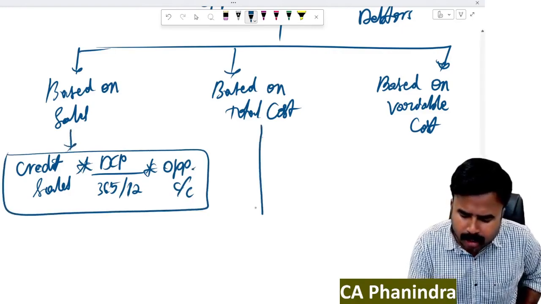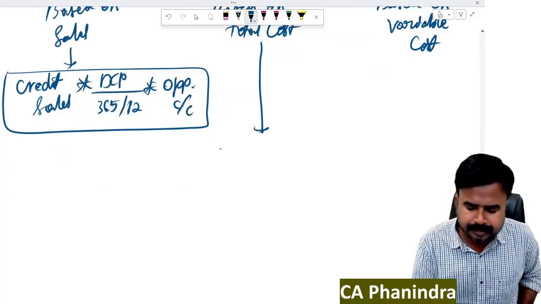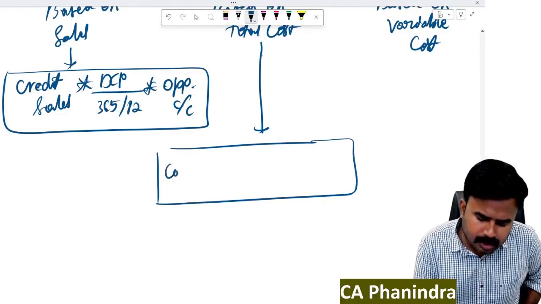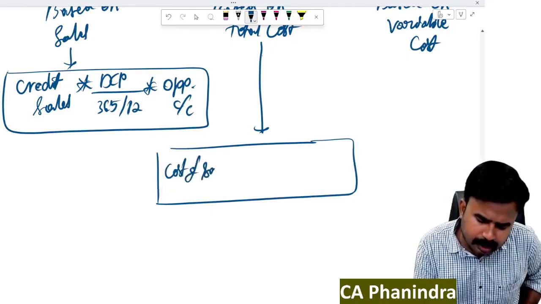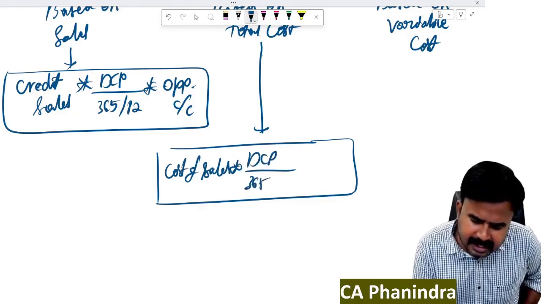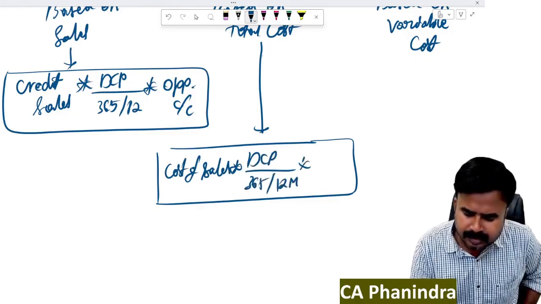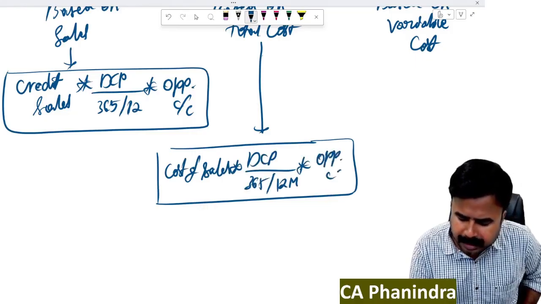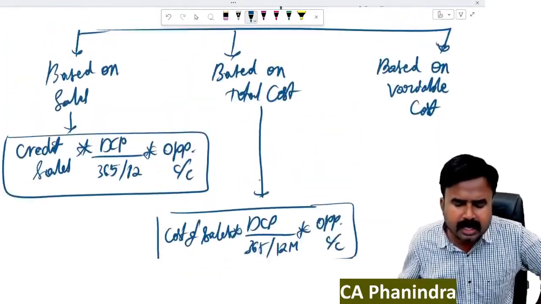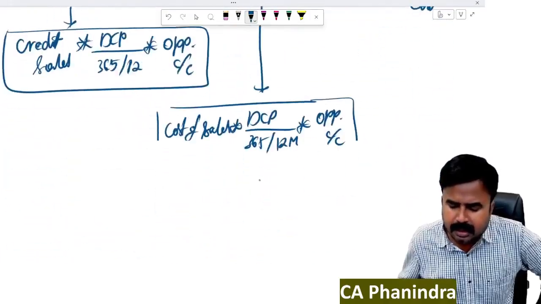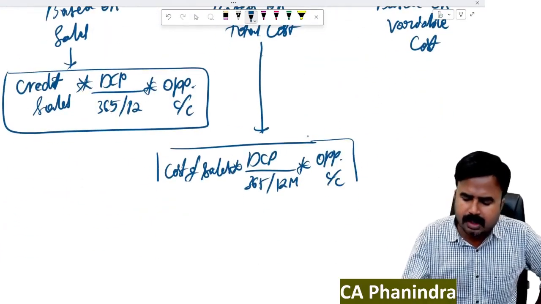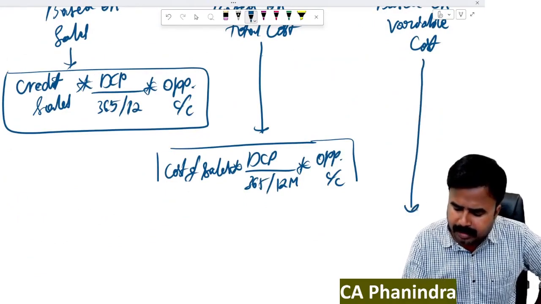If you take total cost, the formula will be cost of sales or total cost into DCP divided by 365 days or 12 months into opportunity cost of capital. This is based on total cost, or generally we are going to take cost of sales here. And based on variable cost, instead of taking total cost, I can take variable cost also. That is one of the methods.